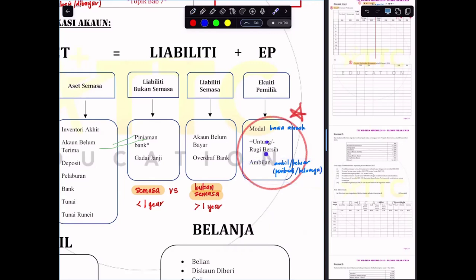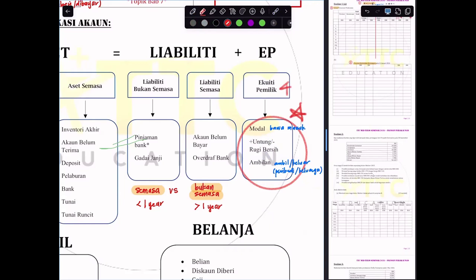The last two, untung bersih, rugi bersih. Untung means profit. If you earn profit, the fund in the company is getting more. If you get losses, the fund in the company is getting lesser. So remember, there are totally 4 terms for EP. So I purposely put the 4 here. You need to memorize and you need to use it until Form 5 also.